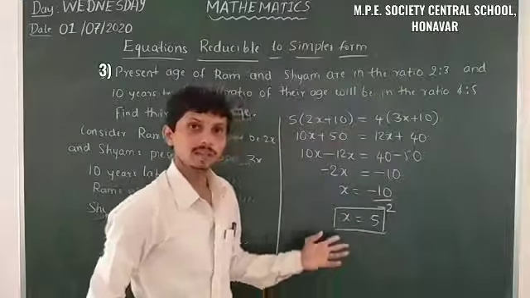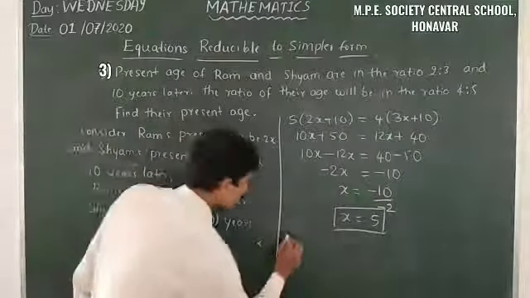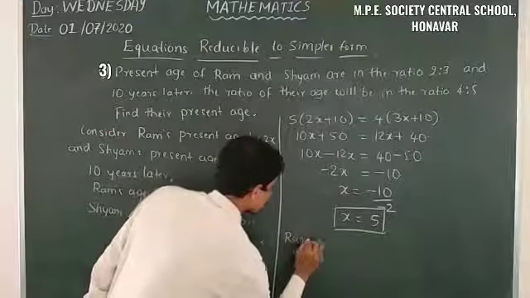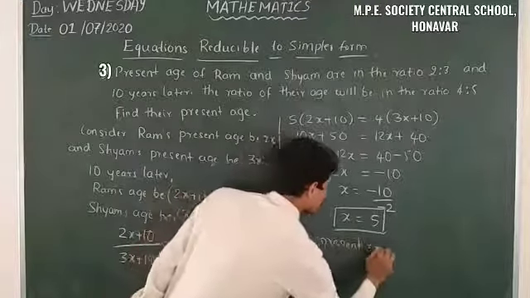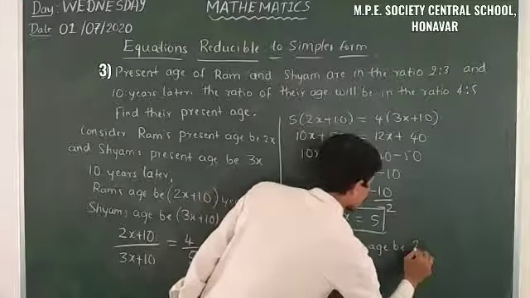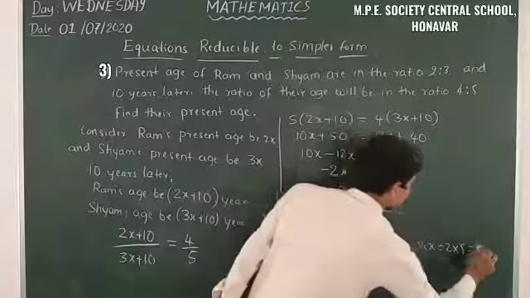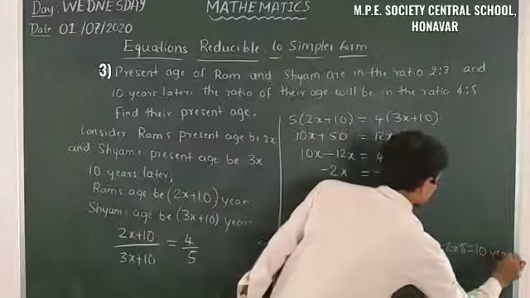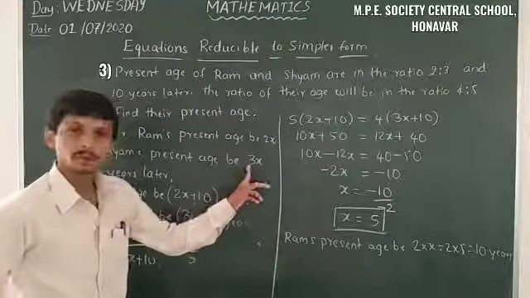From the value of x we have to calculate Ram's age and Shyam's age. So what is Ram's age? Ram's age is 2 into x, which is 2 into 5, which is 10 years. Then what is Shyam's age? It is in the form of 3x.